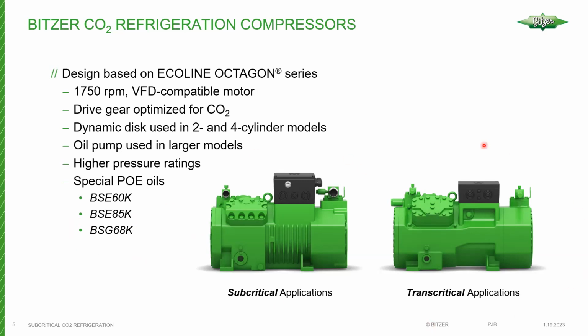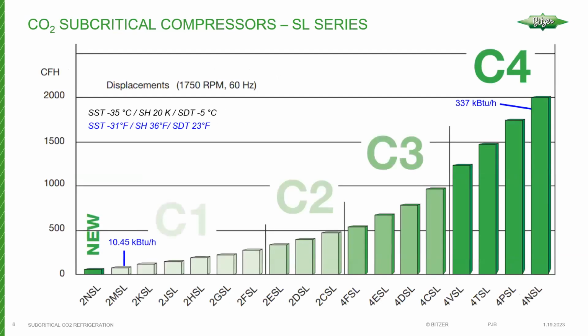So here's a quick glance at what the compressors look like. Very similar to the HFC compressors, just obviously much higher pressure castings. And I think that's quite evident with the image of the transcritical compressor here. Just to give you an idea of the range of the compressors on the subcritical side, two-cylinder compressors up to the largest four-cylinder compressor.